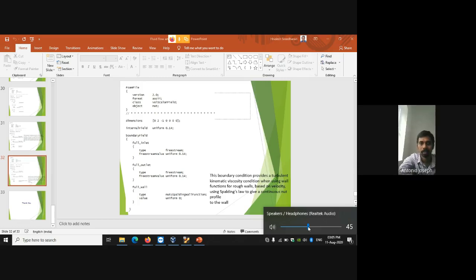So, any more doubts? If you don't have any doubts, we can wind up from here. Tomorrow in the morning session, we'll be doing the solution part. We'll be giving the boundary conditions and running that, and later on we'll be looking at ParaView for getting the results. So by tomorrow, we'll be completing one problem. If you don't have any doubts, we can stop from here.